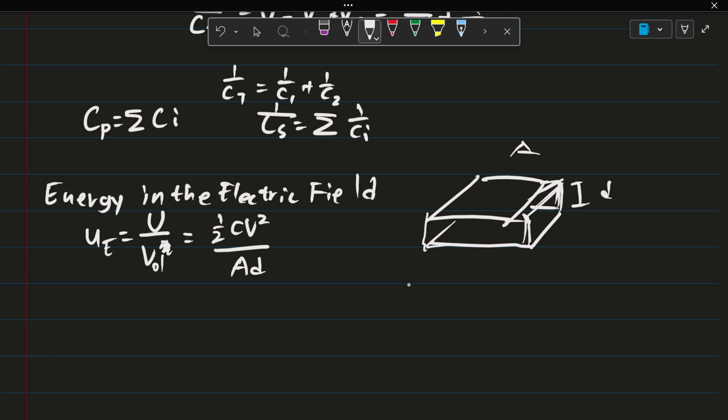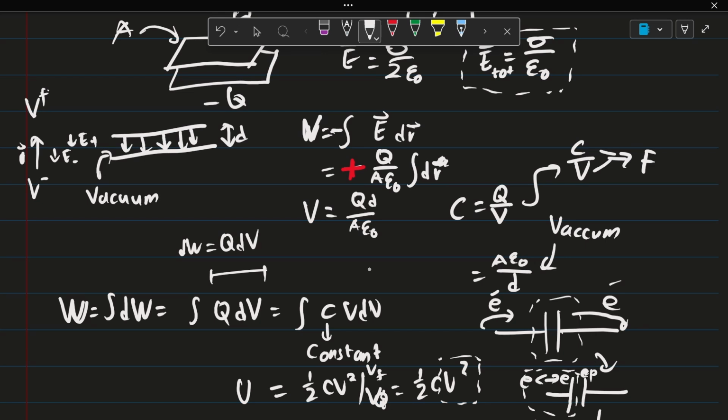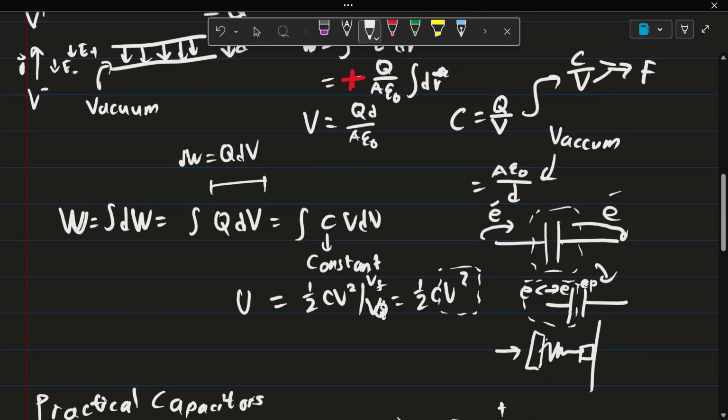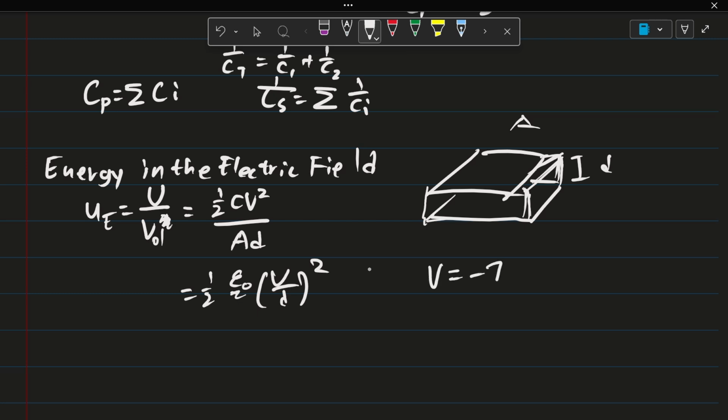So with this, you do also remember that the capacitance of a parallel plate is A epsilon 0 over D. So we would obtain this to be half epsilon 0 times V over D squared. Now, here's something interesting. What's V over D? Well, last time we have written V equals to the negative, no, sorry, it's the wrong way around. The negative derivative of V is pretty much the E, right?